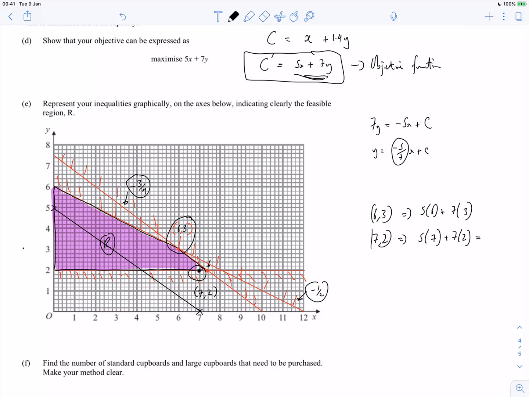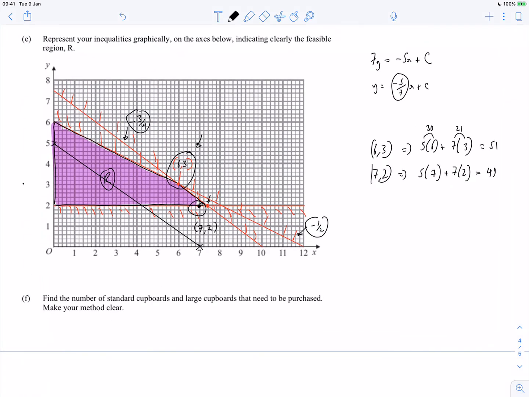Well, 5 lots of 7 plus 7 lots of 2 is 7 lots of 5 plus 7 lots of 2, so that's 7 lots of 7, that's 49. 5 6s are 30, 7 3s are 21, so this is actually 51. So actually this was the better choice. So it looks like we need 6 standard cupboards and 3 large cupboards. And that will maximise the space.